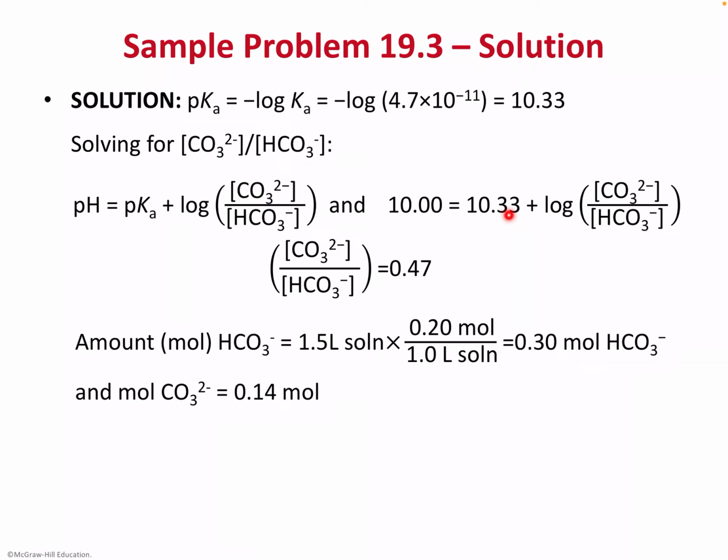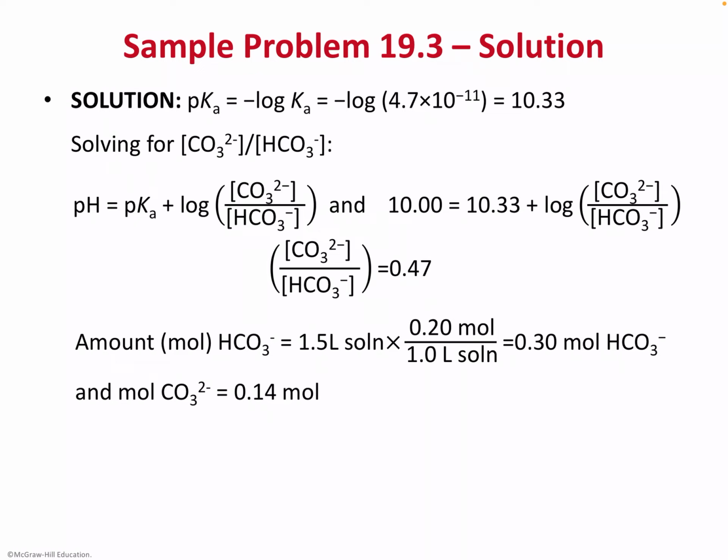That would be 10 minus 10.33, which is negative 0.33. So you can get the inverse log to find the ratio. That would give you the ratio of carbonate over hydrogen carbonate, 0.47. Okay. I hope you understood the math part over here. So 10 minus 10.33 is negative 0.33, and then you take the inverse log of that. That will give you 0.467.